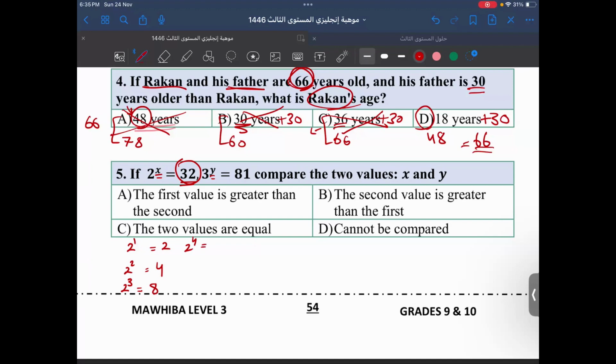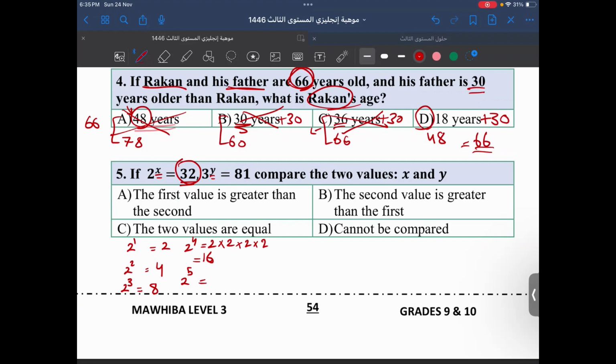It's not 10. It's going to be 2 times 2 times 2 times 2. So it equals what? 16, yes. So it's going to be 16. And 2 to the power of 5. So I'm going to multiply 2 by itself 5 times.